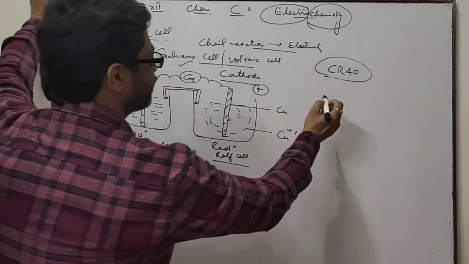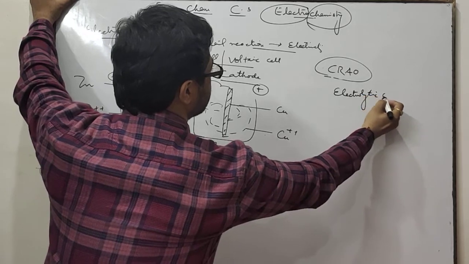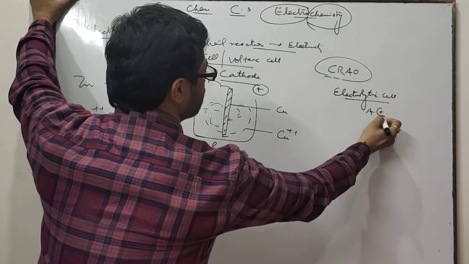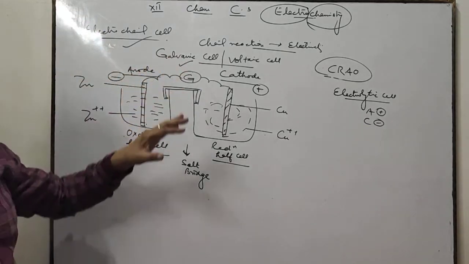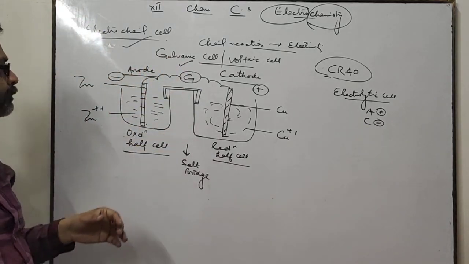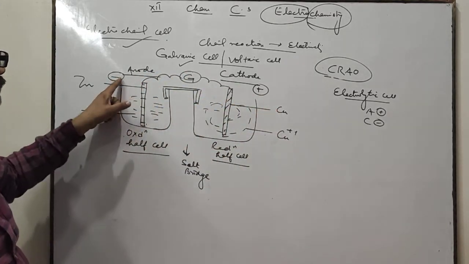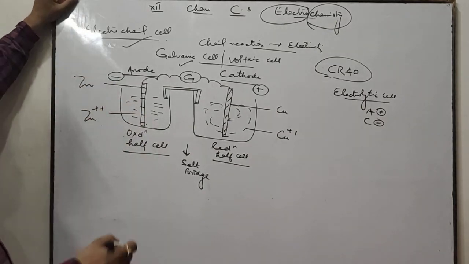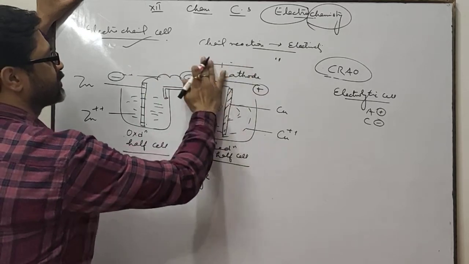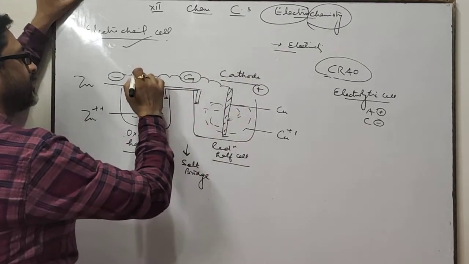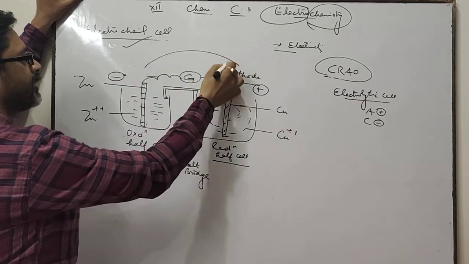In another type of cell, that one is the electrolytic cell. It is another type of cell. Here anode is positive and cathode is negative. But here in this case, galvanic cell or voltaic cell, anode is negative and cathode is positive. You know that electrons always flow from negative to positive. Electrons always flow from negative terminal to positive terminal, from here to here.